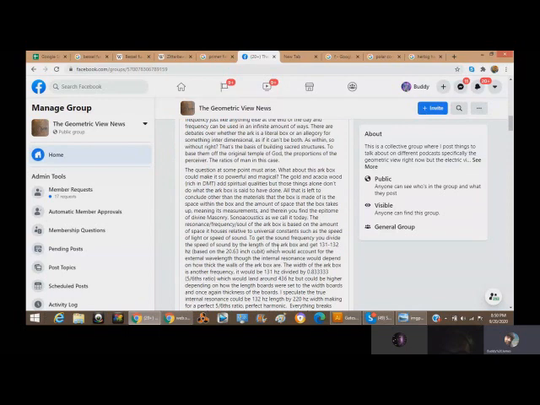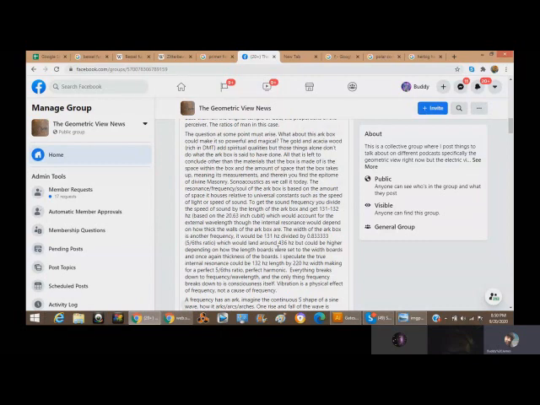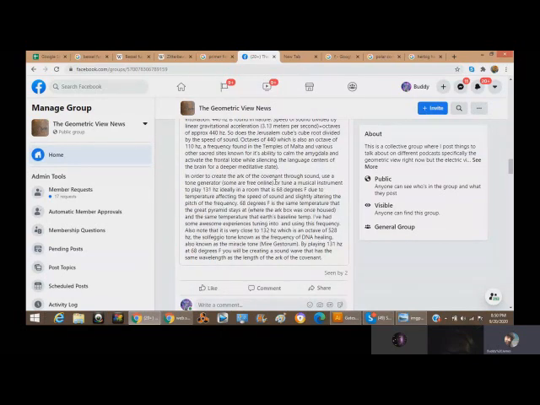Lot of reading. And he goes down here. In order to create the Ark of the Covenant through sound, use a tone generator. Some are free online. Or tune a musical instrument to play 131 hertz, ideally in a room that is 68 degrees Fahrenheit due to temperature affecting. This guy's crazy, but he's also really cool. He's onto a lot of fun stuff.